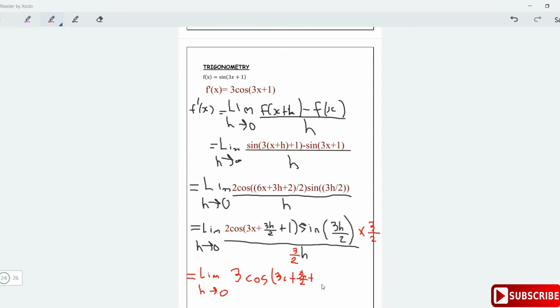This is being multiplied by the limit of the sine of 3h over 2, over 3h over 2, because the limit of the product is the product of their limits. But we know the limit of that part is 1. Beautiful.